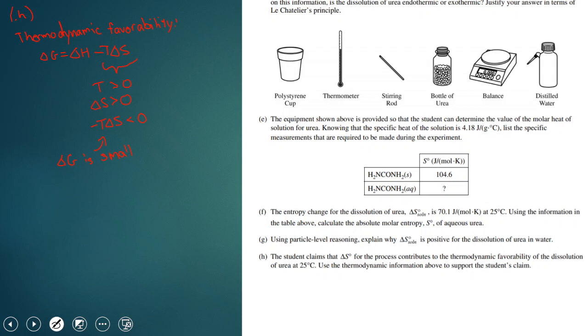So delta G is going to be small, compared to if the entropy was negative, in which case we would have a larger delta G. So it's comparative. And so using that, we can say that because delta G is small, our reaction is favorable, thermodynamically of course, and so the student is right. Technically by the definition of Gibbs free energy.